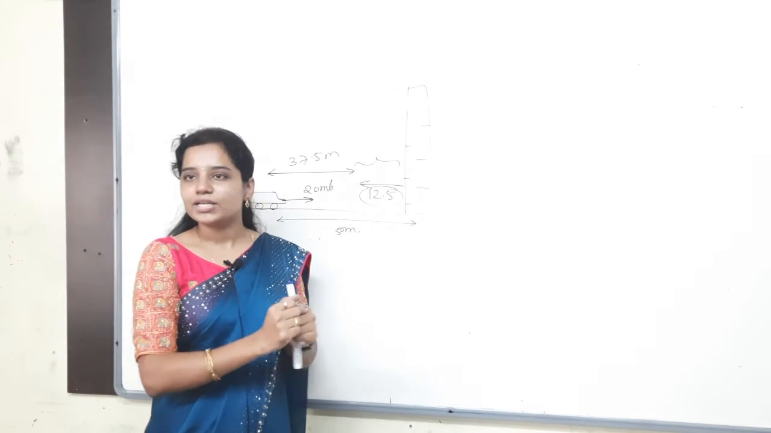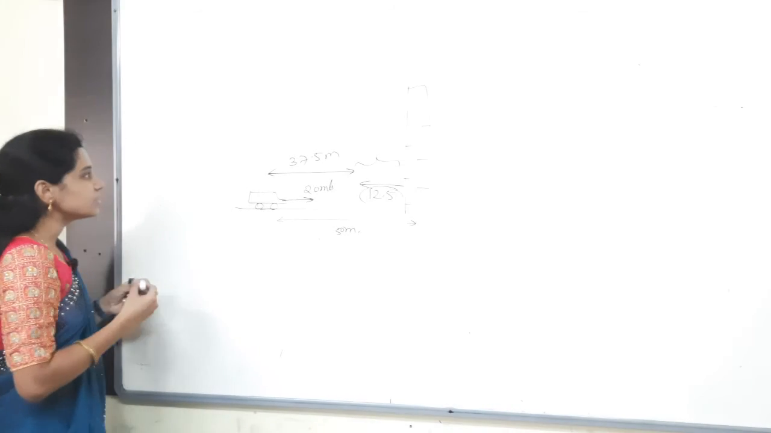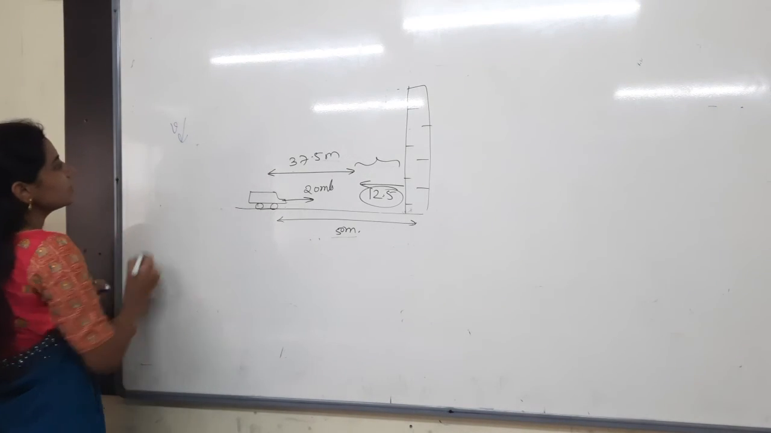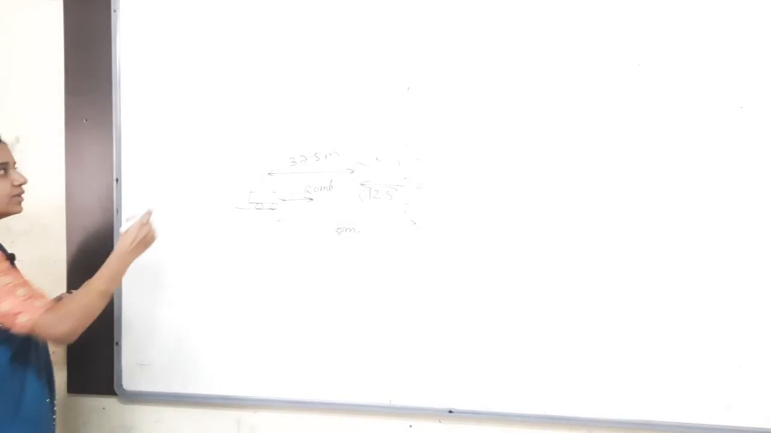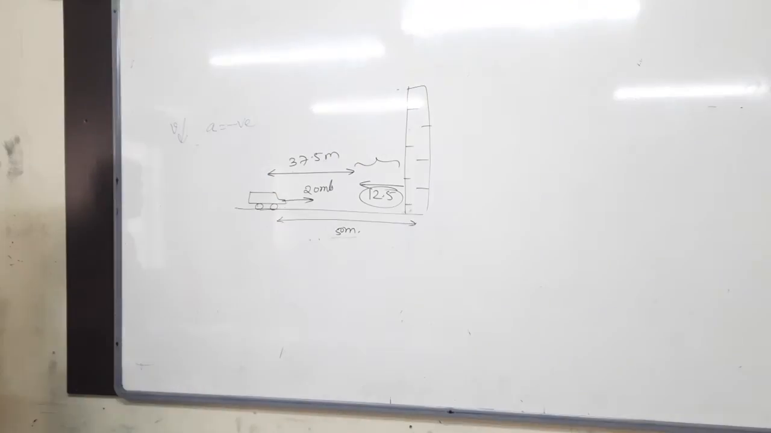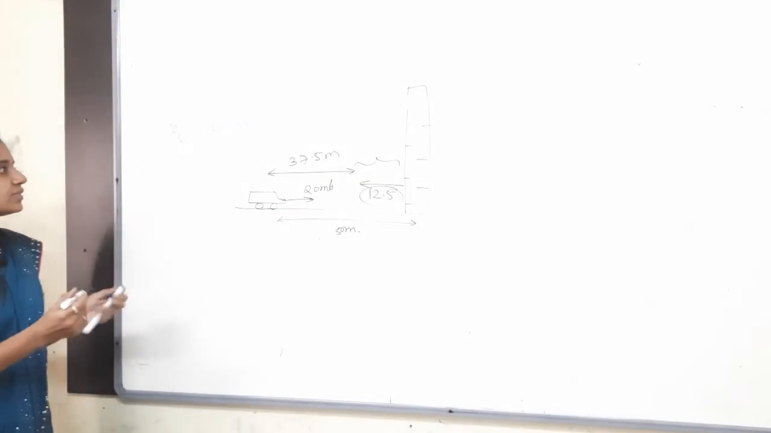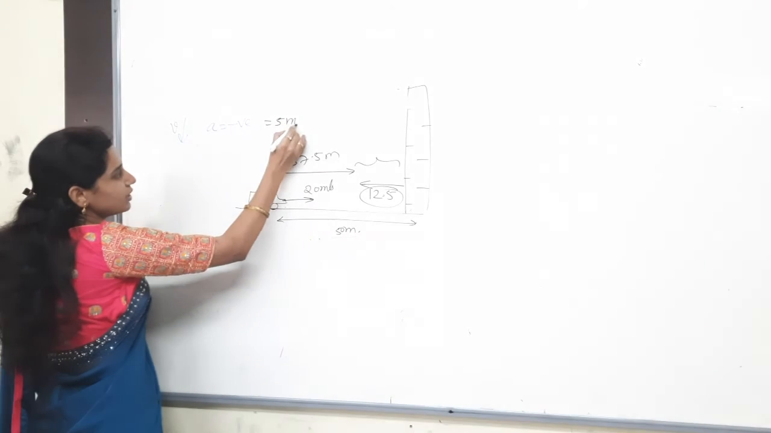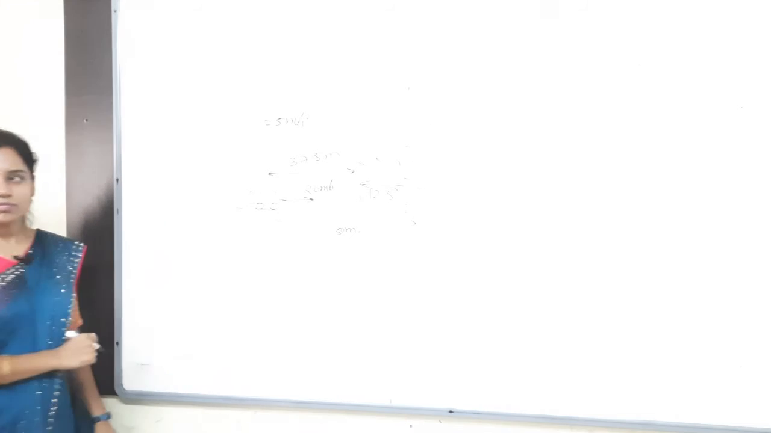Whenever I apply the brakes, what happens? The velocity decreases, and obviously the car will stop. Whenever the velocity is decreasing, what does that mean? The acceleration will be negative, it is retardation. They have clearly said the retardation is 5 meters per second square. So first of all, let us apply the brakes and see how much distance I will travel.